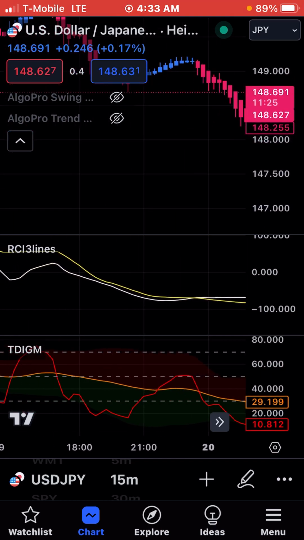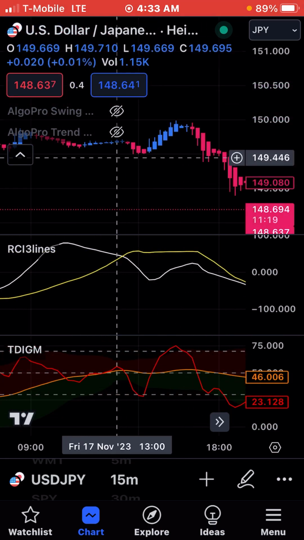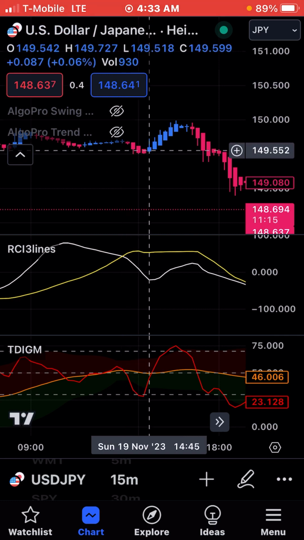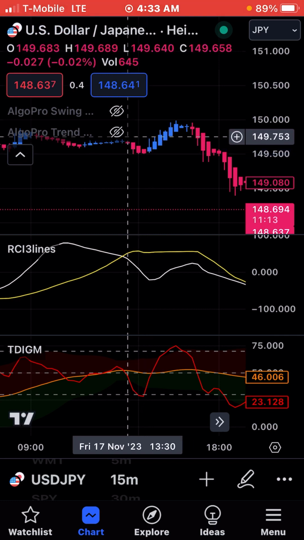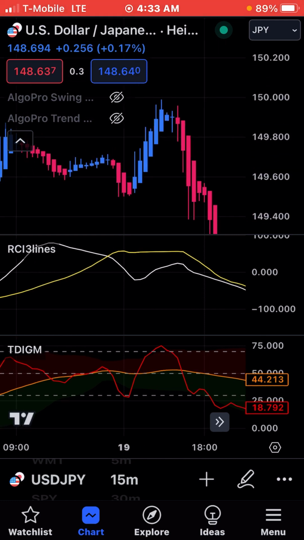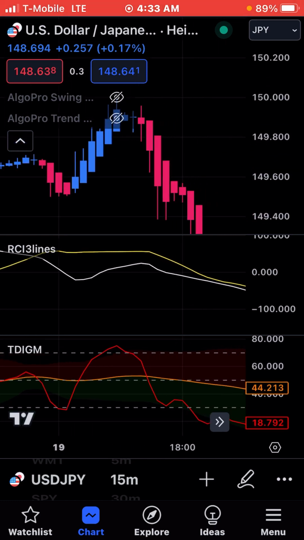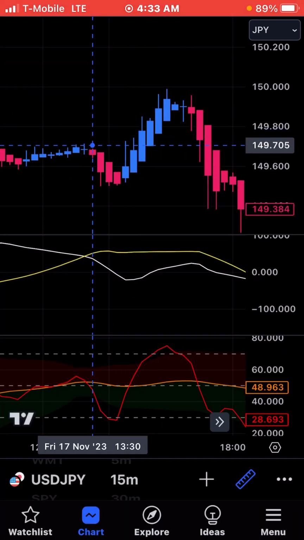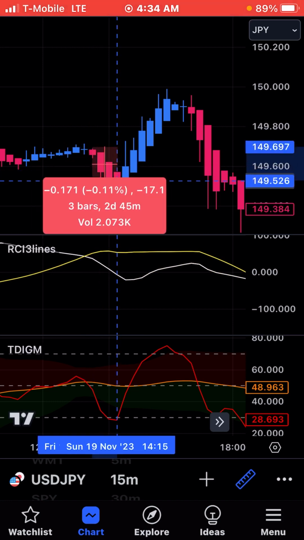So let's find another moment. Right here we see it crossing down, and we see it crossing down on the other one as well, pretty close to each other. So this would be a quick one. This would be a quick in and out on a 15 minutes, so it probably would take me an hour trade for this one. So we cross right here and ride it out. And this one is almost a 200 pip move.